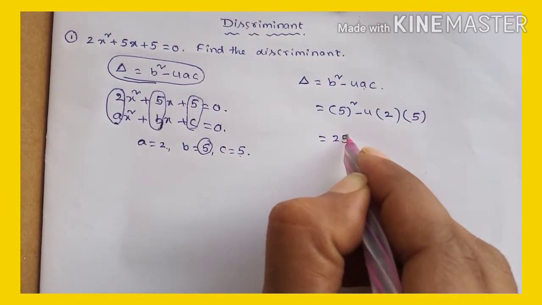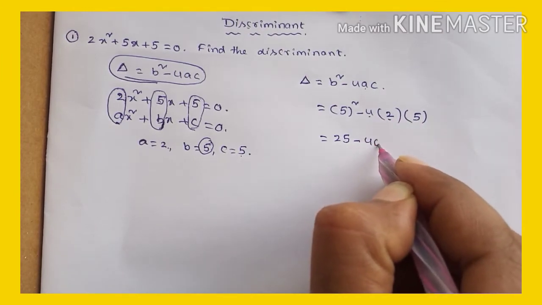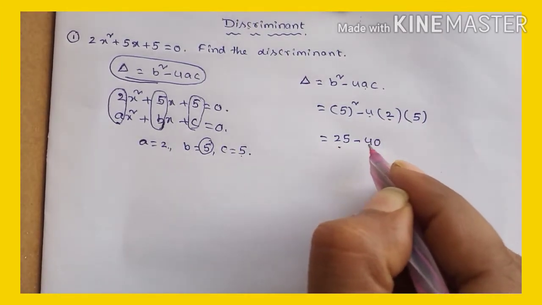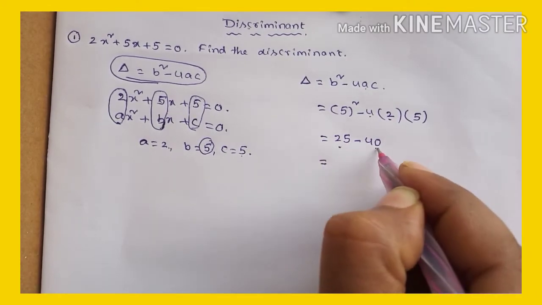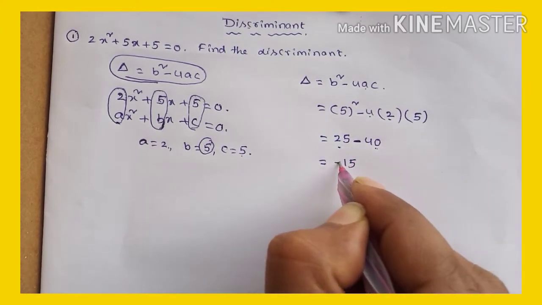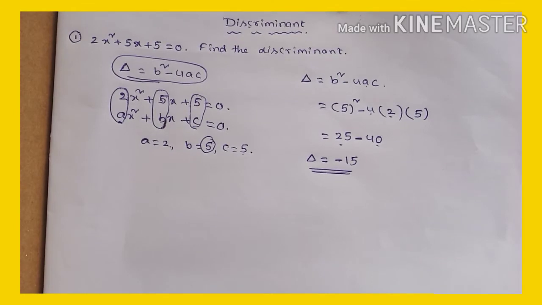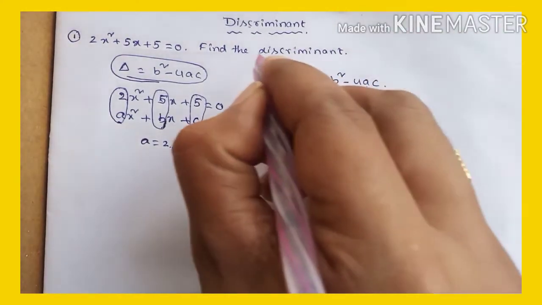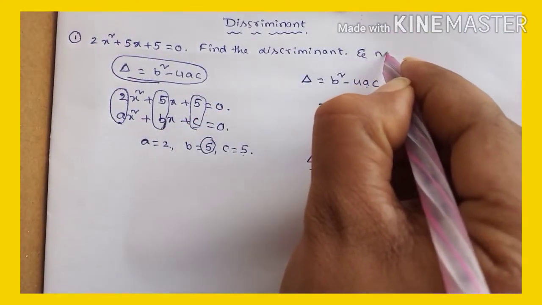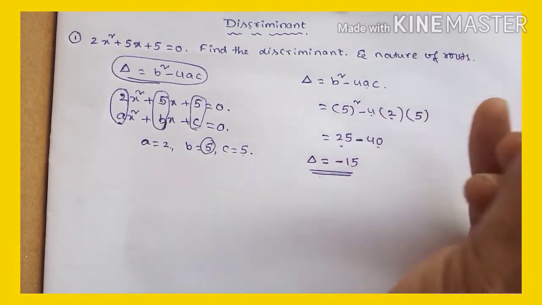So 5 square value is 25, and 4 twos are 8, 8 fives are 40. 25 minus 40 is not possible, so 40 minus 25 is equal to 15. Bigger value is negative, so the delta value you got is negative. If we are asked only about the discriminant, we have to stop here. And if a continuation is given, find the discriminant and also find the nature of the roots.